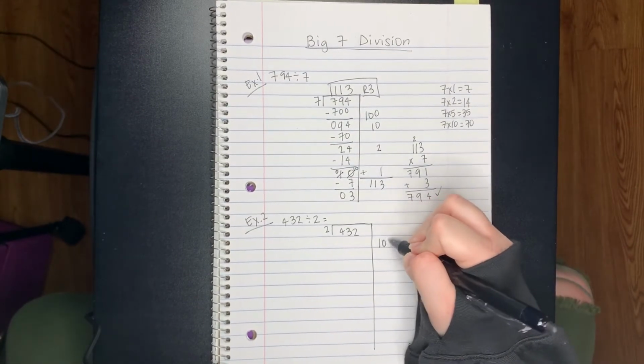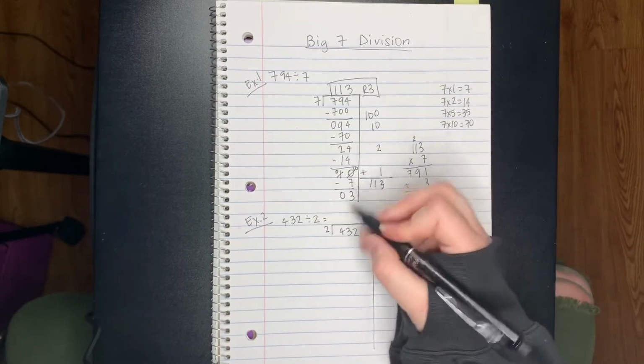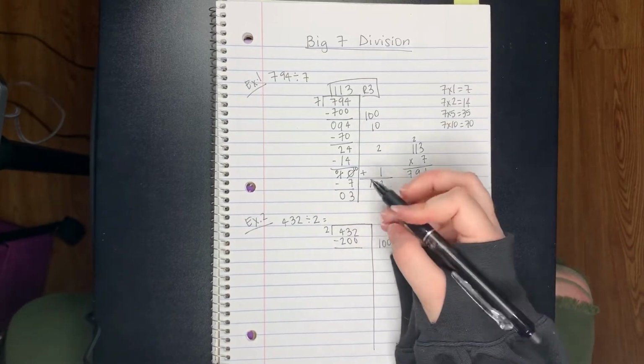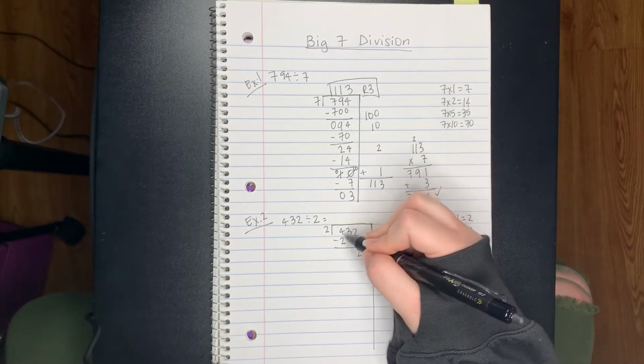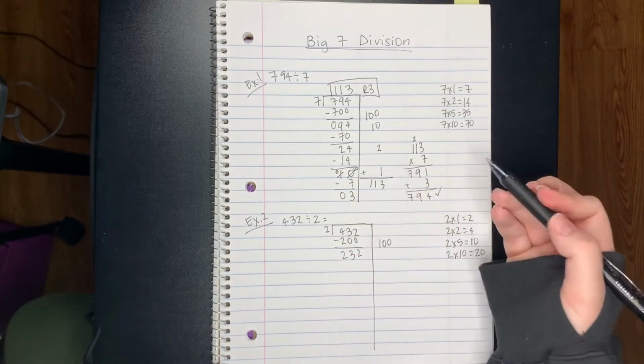So we're going to write a 100 on to the side, and we're going to do 100 times 2, which is 200. So we're going to subtract 432 minus 200. 2 minus 0 is 2. 3 minus 0 is 3. 4 minus 2 is 2.